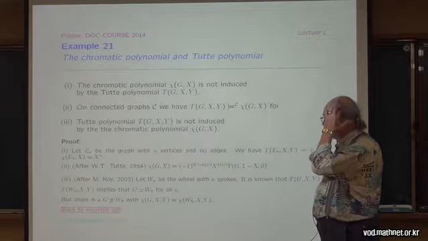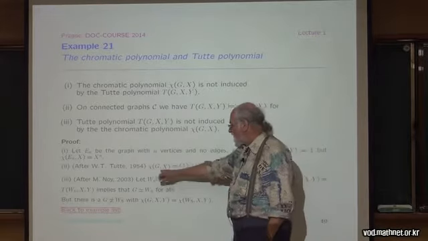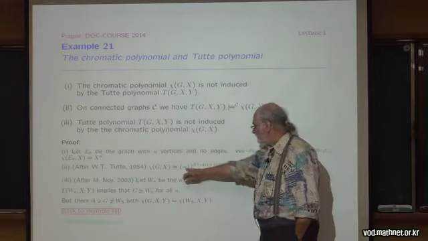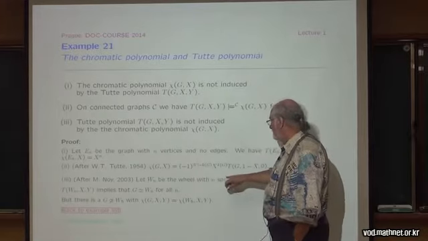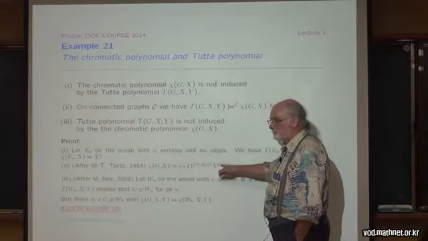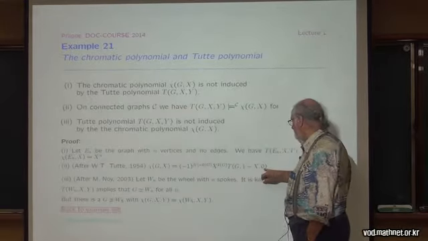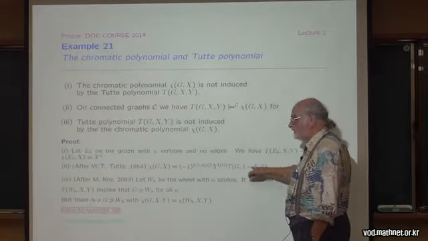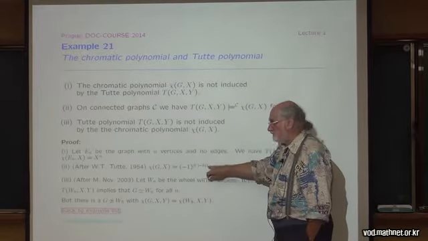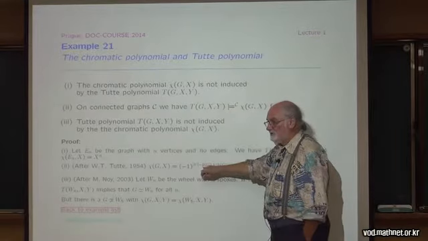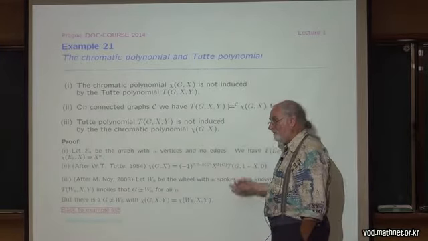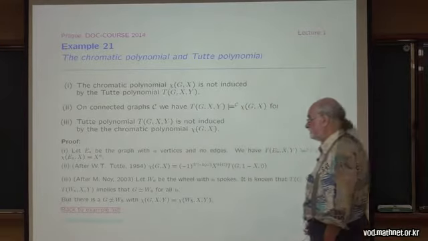The important thing I want to show you is this. Tutte showed that the chromatic polynomial can be computed from the Tutte polynomial by taking minus 1 to the number of vertices minus the number of connected components, times x to the number of connected components, times the Tutte polynomial evaluated at 0 and 1 minus x. This is the reason why you need the number of connected components to be the same. If the number of connected components of two graphs is the same, then the relationship holds.